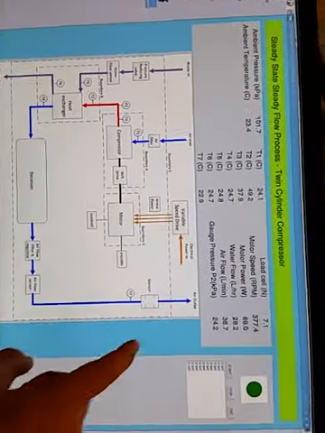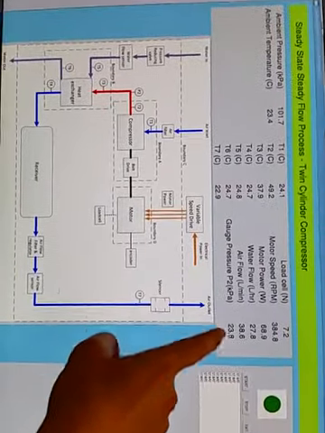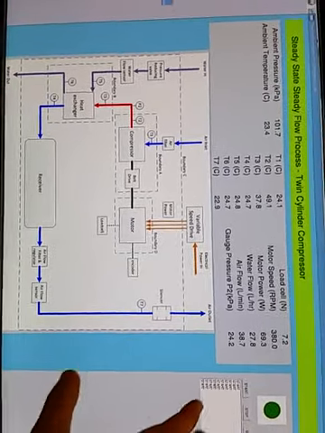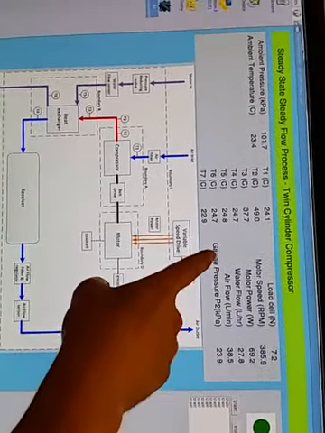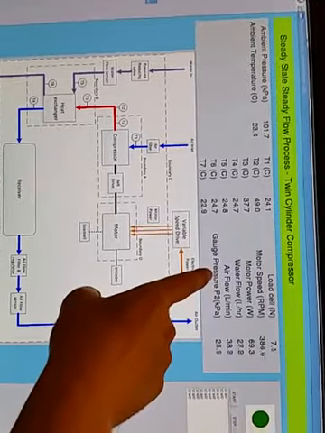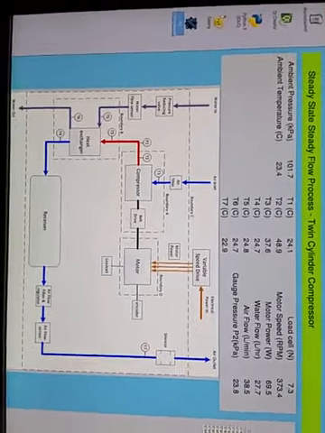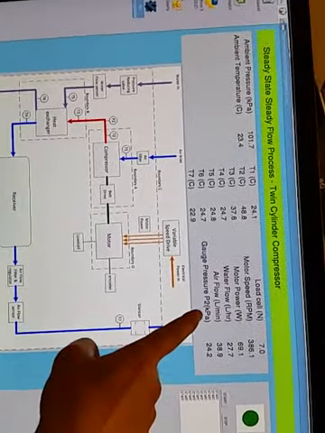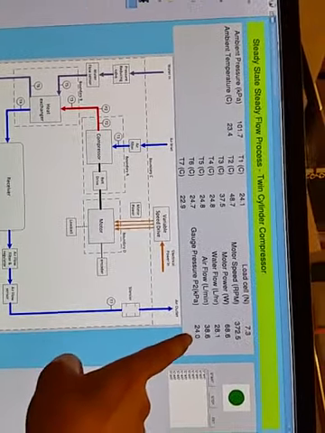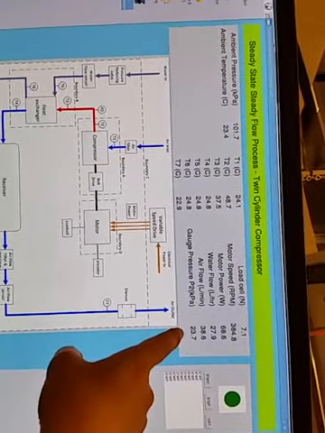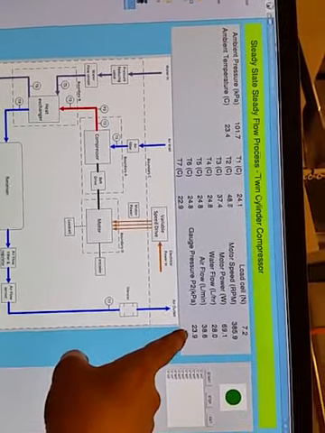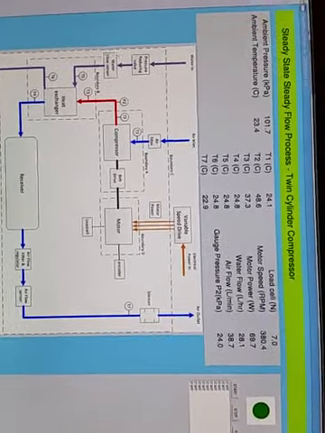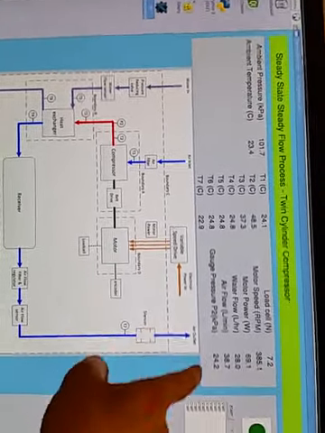We need to pay attention to this gauge pressure P2 in kilopascals. Actually, we take the measurement as a gauge pressure. However, when you use it in your calculations, you need to change it to absolute pressure, and that's by adding the ambient pressure to the pressure P2, the measurement which you take from the screen.